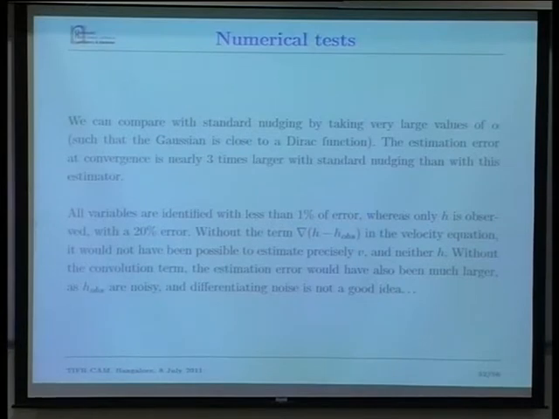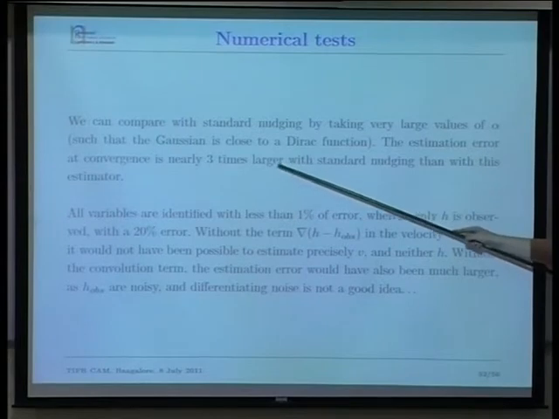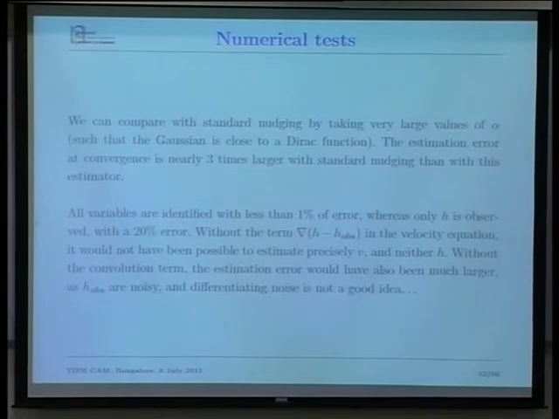And then, as I said before, we can compare with standard nudging if we take very large values of the alpha coefficient, such that the Gaussian is close to a Dirac function, and then there is no convolution. You simply correct at the location where you have the observation. And then the estimation error is nearly 3 times larger with the standard nudging than if you take a Gaussian with a radius close to 1, let's say.